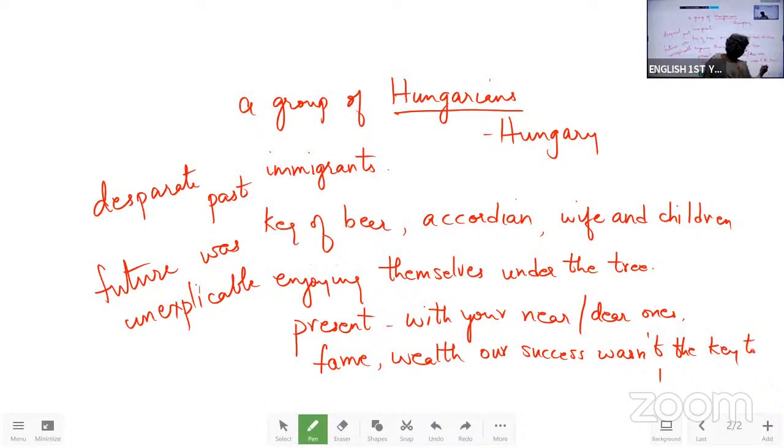Wasn't the key to happiness. So this is the poem Happiness written by Carl Sandburg. Once you know the theme of the poem, children, it is very easy for you to write it in annotations or question and answers that are asked.